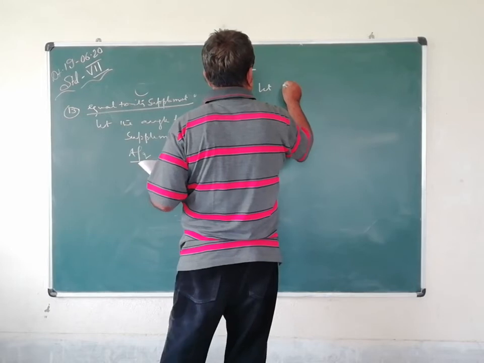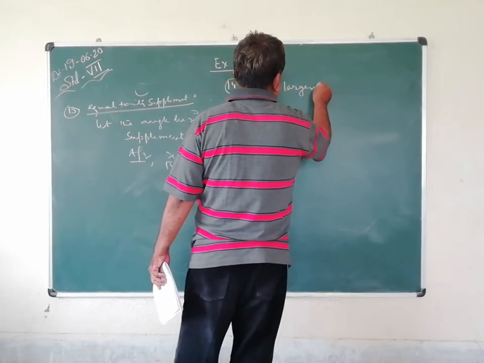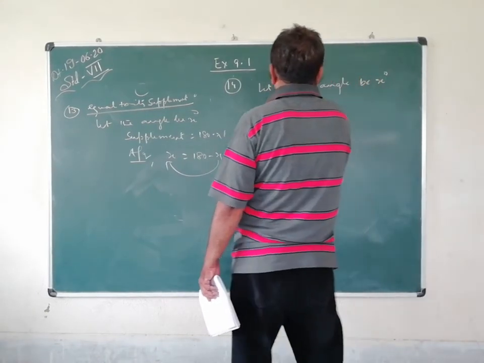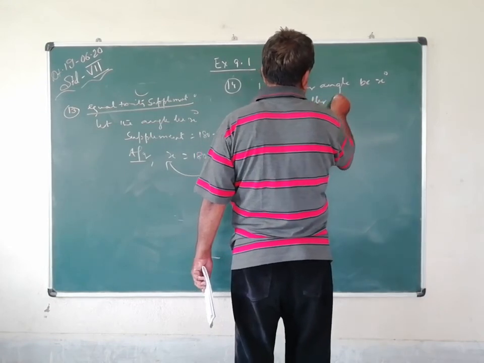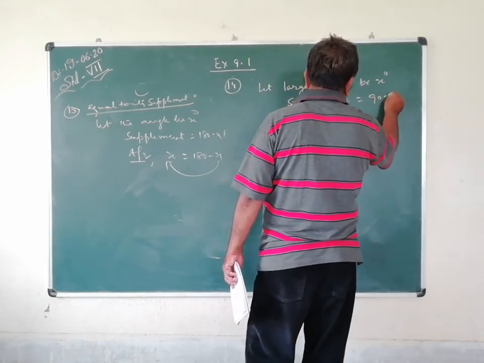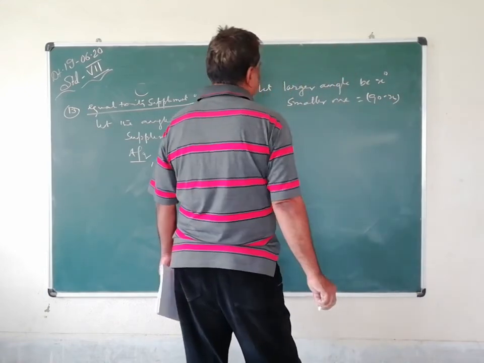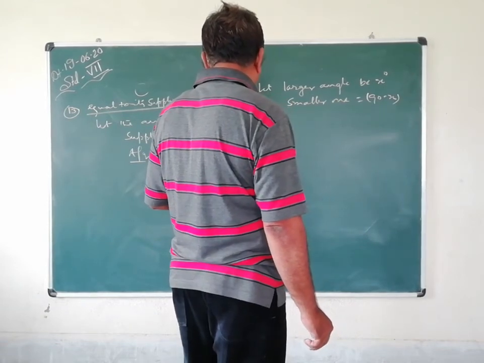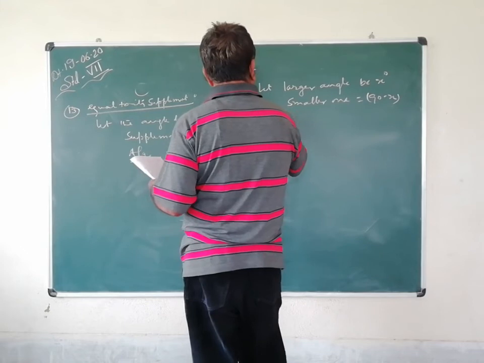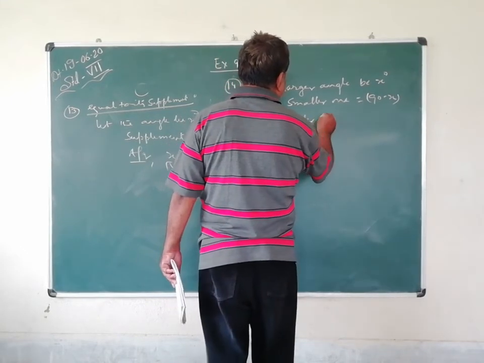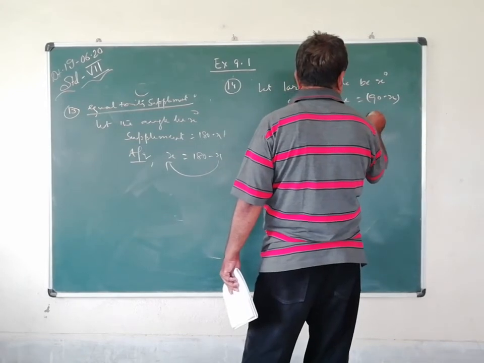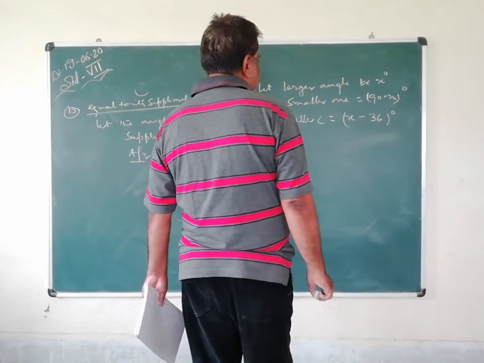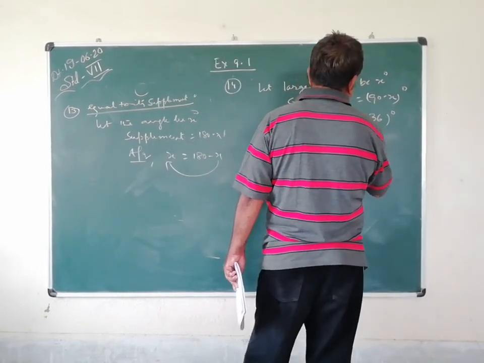Let the larger angle be x degree. The smaller one will be 90 minus x because the complement is there. But one more clue is there, that the smaller angle is 36 degree less than the larger angle. So the smaller angle is equal to x minus 36. That is given according to the condition.